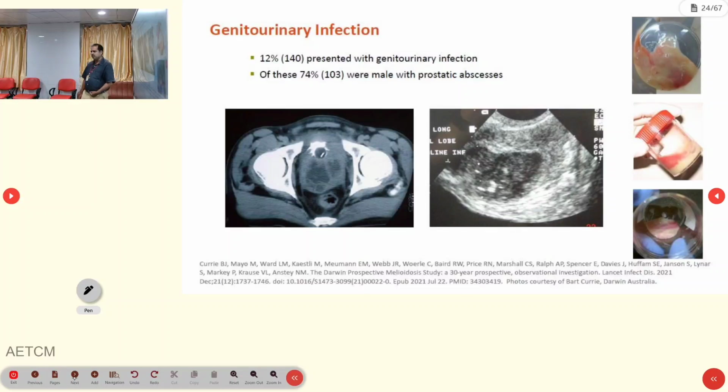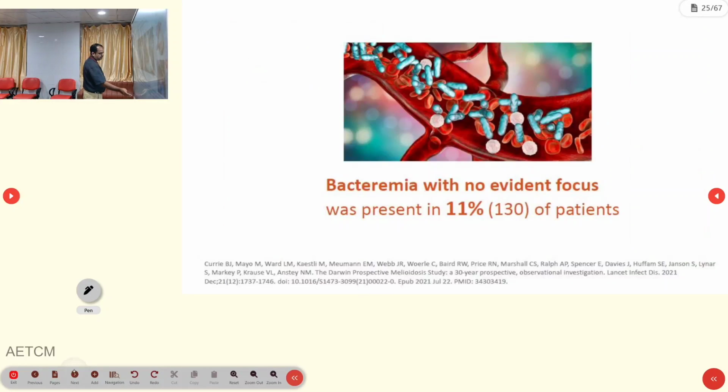Then you have genitourinary, 12%, and predominantly it is prostatic abscess. So you have a male diabetic with a prostatic abscess, think of melioidosis, because a routine infection needs treatment only 14 days, at the most 20-21 days. But melioidosis is not like that. You need a long-term treatment. We'll come to the treatment aspects.